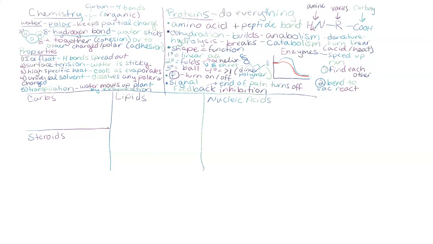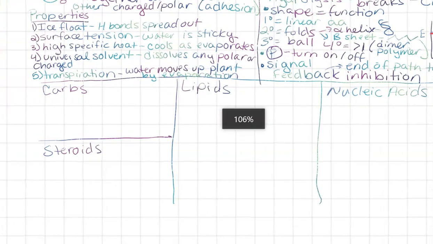In part 1 of this video, we did basic chemistry and proteins, and now we're going to learn everything you need to know about carbs, steroids, lipids, and nucleic acids. After that, you should be totally ready for the test. So let's get started.